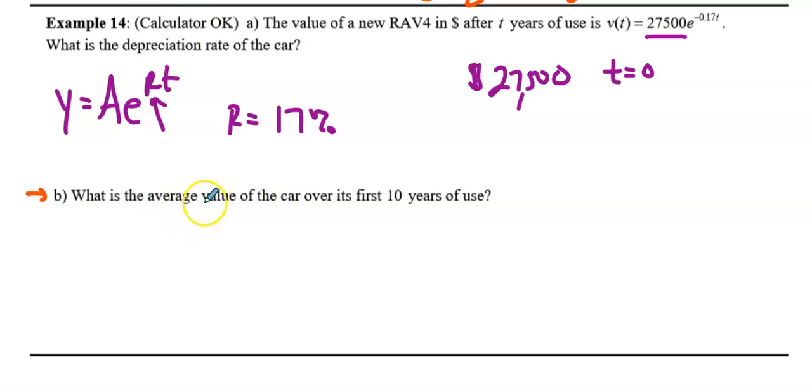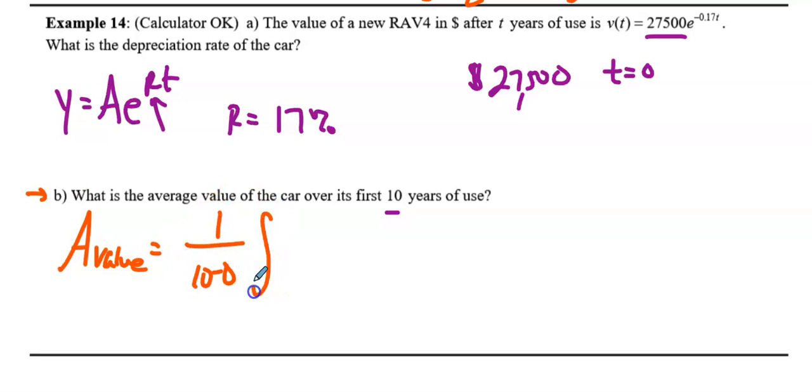It says, what is the average value of the car over the first 10 years? So guys, all you have to do here to solve this problem is say that the average value is going to be equal to 1 over 10 minus 0. So you just have to remember that piece, right? The average value is 1 over 10 minus 0. So this is the years from 0 to 10, and we're just integrating our value function, dt.